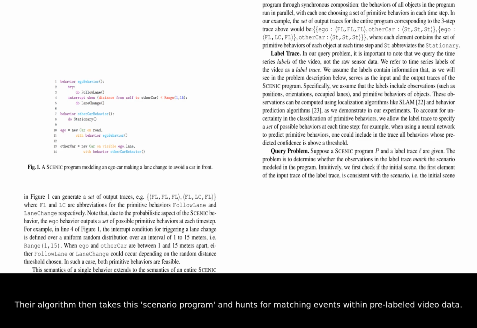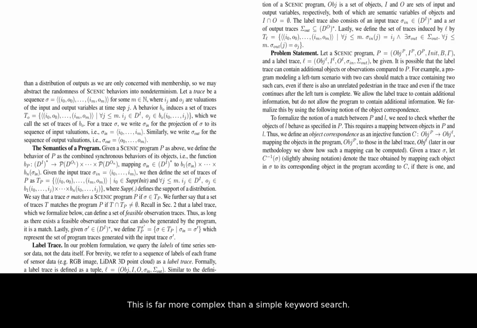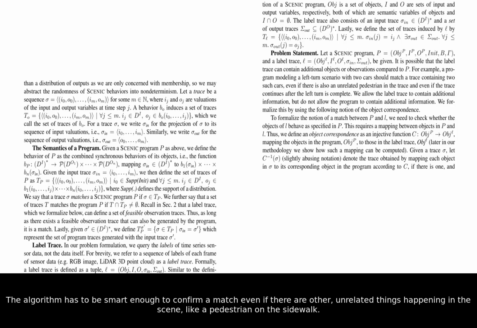Their algorithm then takes this scenario program and hunts for matching events within pre-labeled video data. This is far more complex than a simple keyword search. The algorithm has to be smart enough to confirm a match even if there are other, unrelated things happening in the scene, like a pedestrian on the sidewalk.